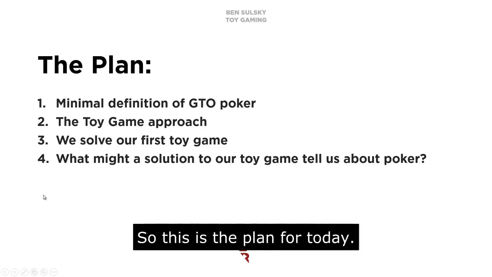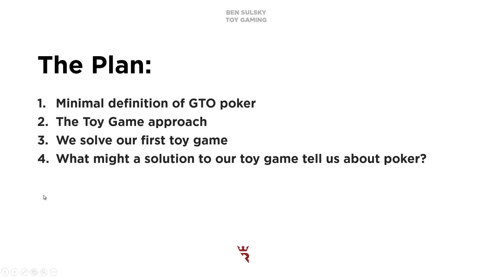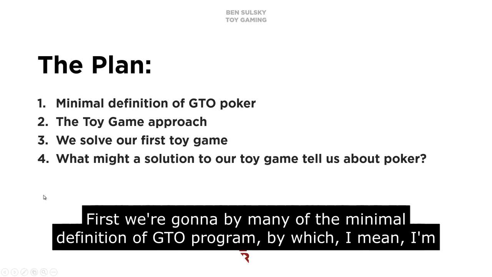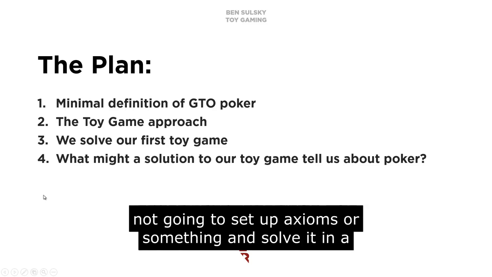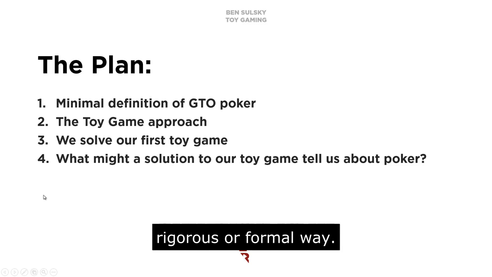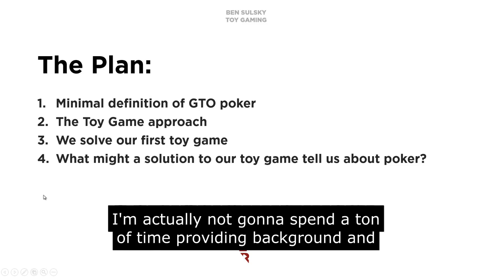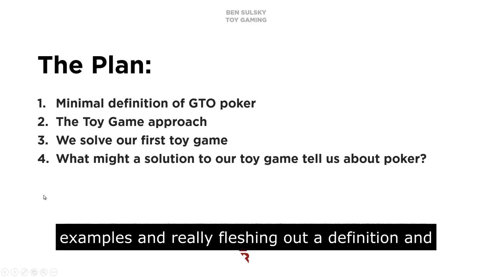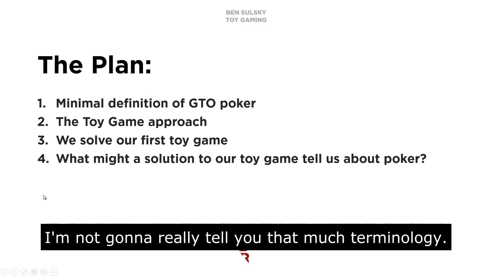So this is the plan for today. First, I'm going to give a minimal definition of GTO poker, by which I mean I'm not going to set up axioms or something and solve it in a rigorous or formal way. I'm actually not going to spend a ton of time providing background and examples and really fleshing out a definition, and I'm not going to really tell you that much terminology.